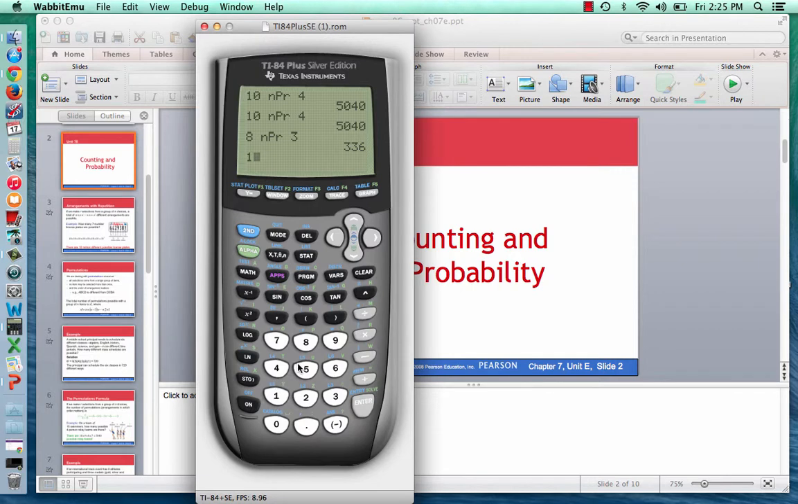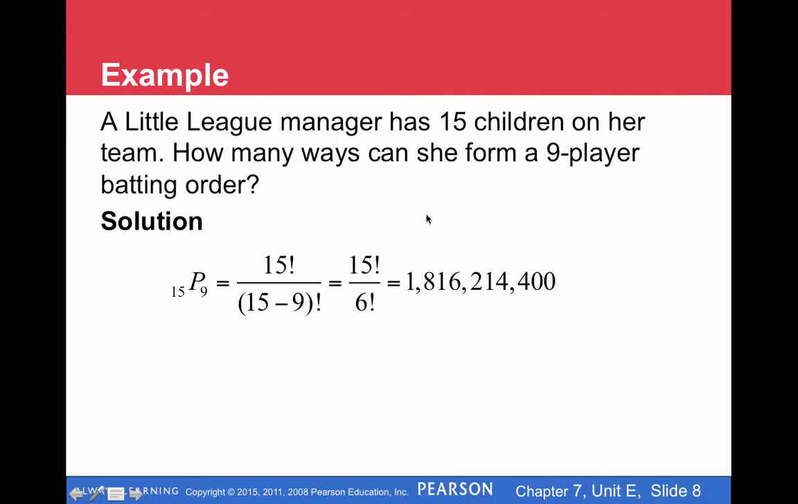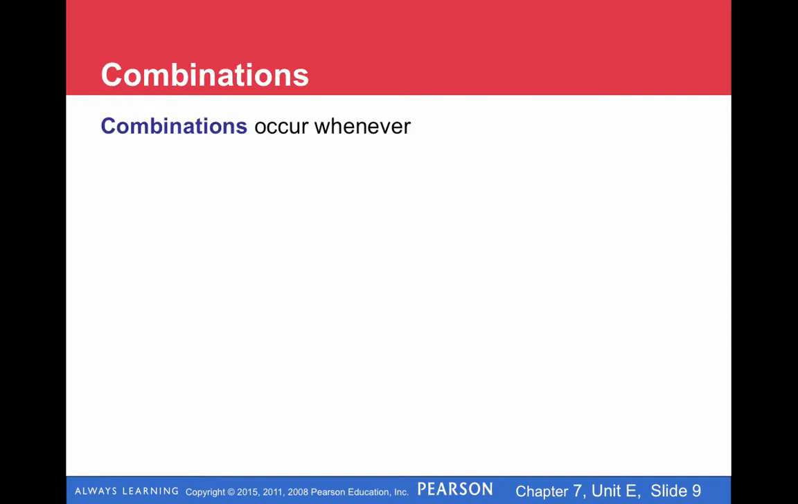So start with 15, math, over to probability, down to permute, and we're selecting a 9-person lineup. There will be, let's see here, 1,816,214,400 different lineups. That's a lot. Whew, nearly 2 billion batting orders. That's crazy.